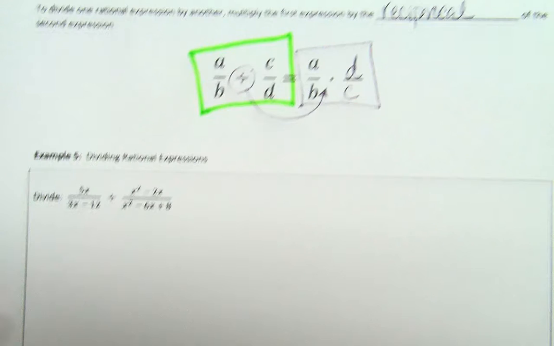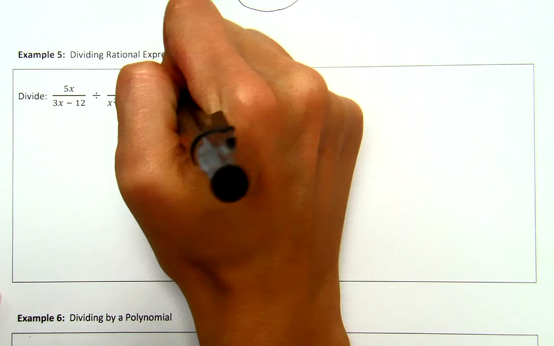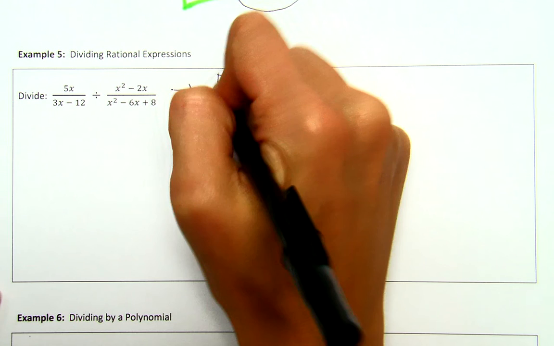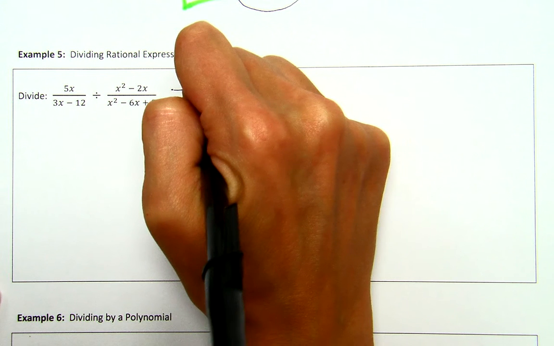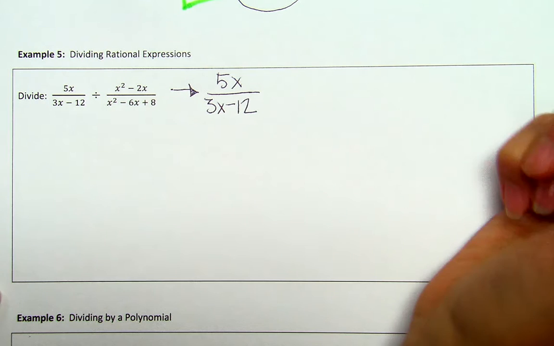So let's look at example 5. In example 5, we want to divide the expression 5x over 3x minus 12 by the rational expression x squared minus 2x all over x squared minus 6x plus 8. So the very first thing we're going to do is take our first rational expression, and I'm not even going to factor it yet. I'm just going to keep it as it was originally.